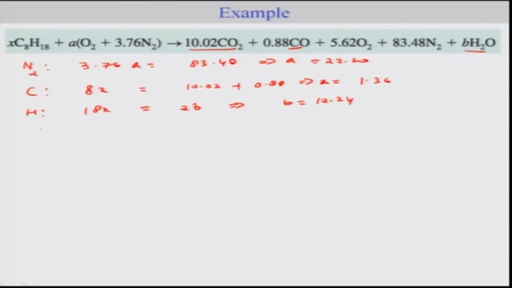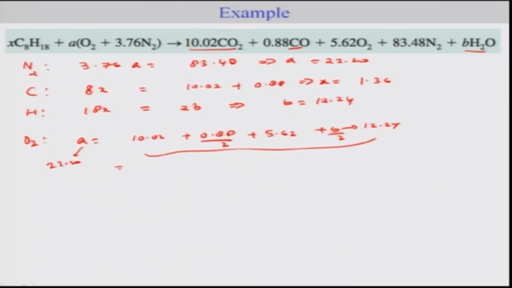Okay, now at this point you have all the values of A, X and B. You can also verify whether this is correct by doing an analysis on O2. O2, which is A, should be equal to 10.02 plus 0.88 divided by 2 plus 5.62 plus B by 2. Indeed, this is your 22.20, this is your 12.24, and if you sum these individual terms, it turns out to be 22.20, which means you have done it correctly.